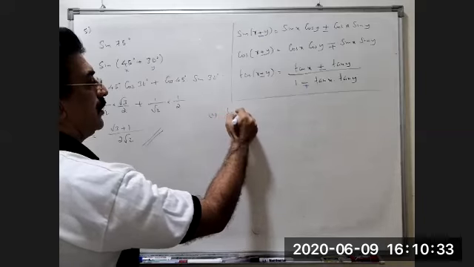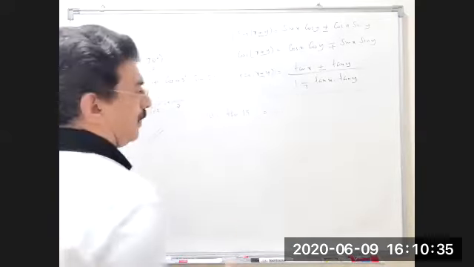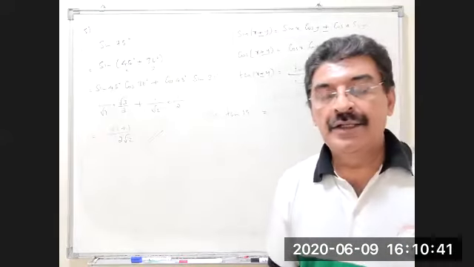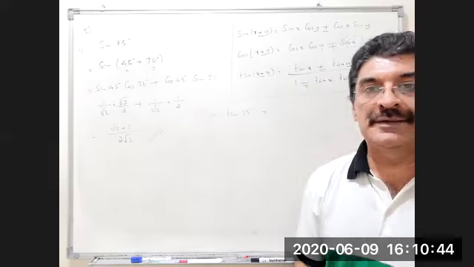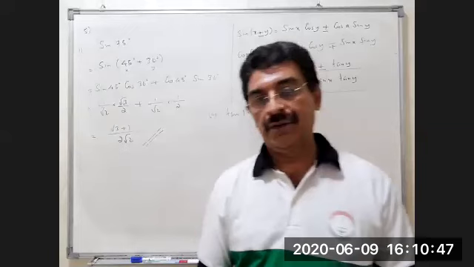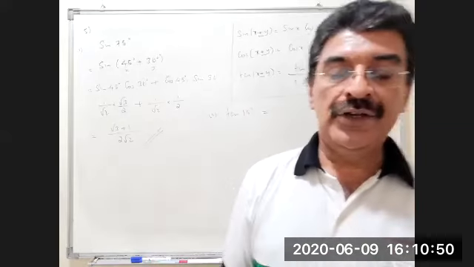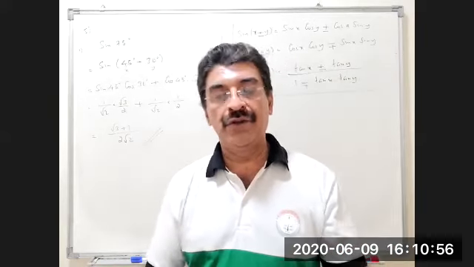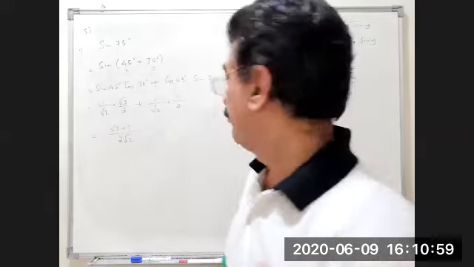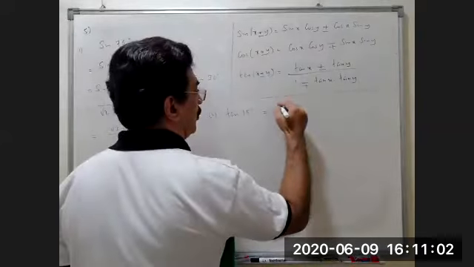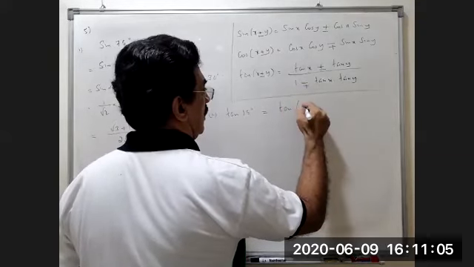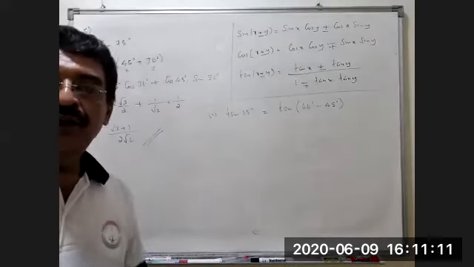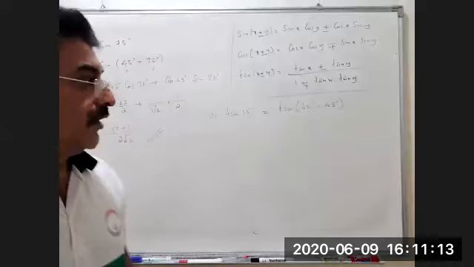Second bit, tan 15 degrees. Again, tan 15 degrees. Can we write 15 as sum or difference? Yes. We have two options. Either we can write 60 minus 45 or we can write 45 minus 30. Both will give same answer. So I am changing it as 60 minus 45. Tan of 60 degrees minus 45 degrees. Even if you take 45 minus 30 degrees, we get the same answer.